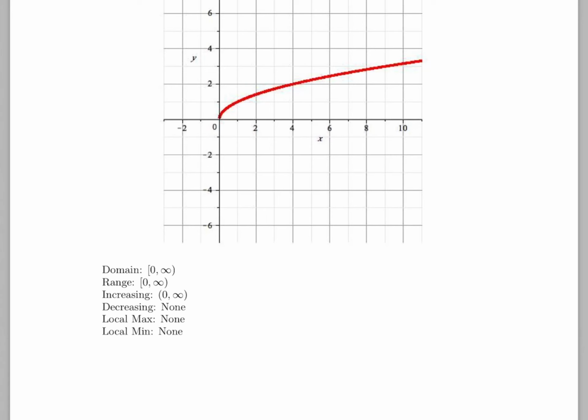And I have no local maximums or minimums because, again, even though it looks like 0 is the smallest value I get, which is true, it's the smallest y value I get for any given x value, I don't include endpoints for local maximums or minimums.